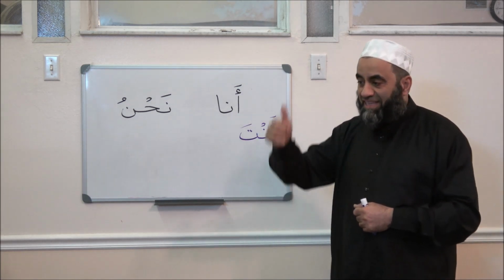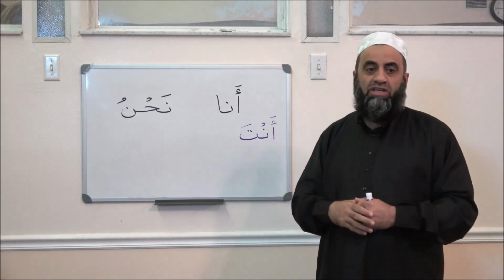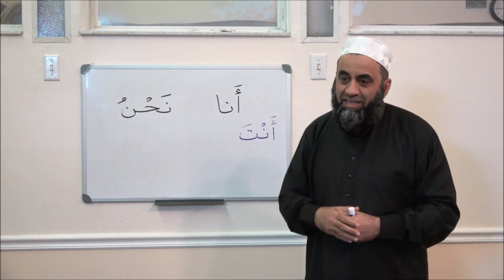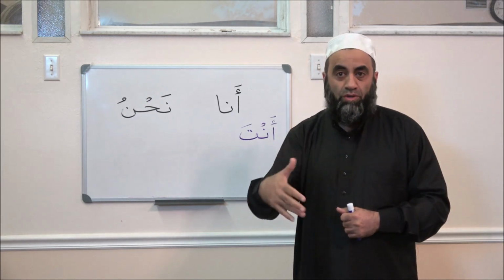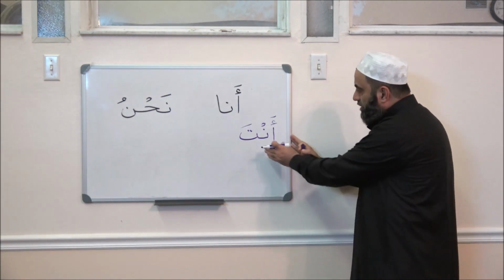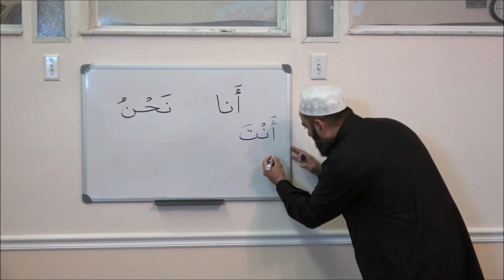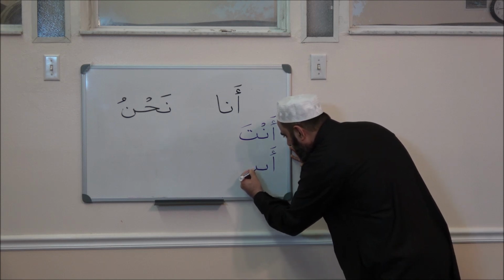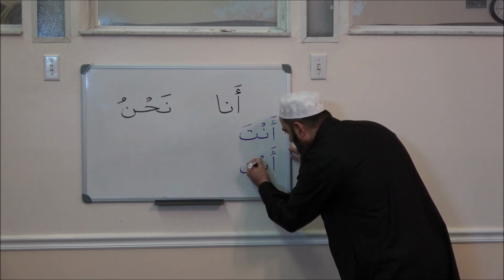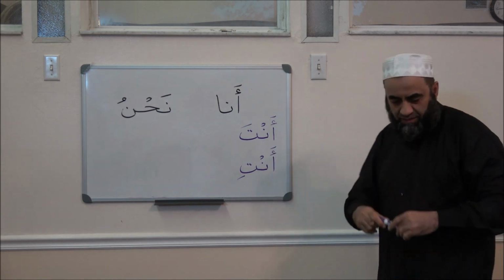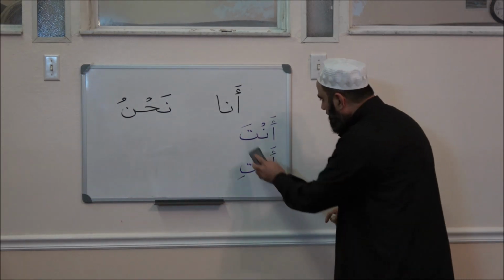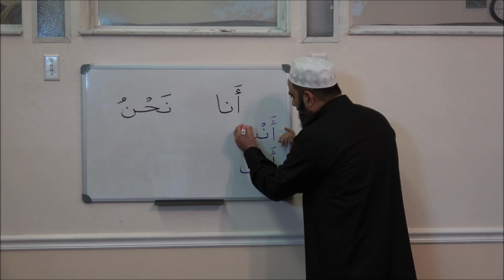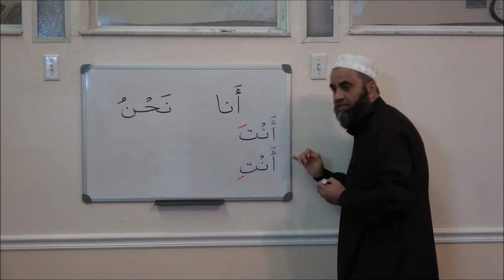If I am talking to a girl, the pronoun changes slightly with the i'rab, the haraka. So instead of anta, it becomes anti. So I say anti Fatima, anti Khadija. What did I say? You are Fatima or you are Khadija. So the only difference between the masculine and feminine is just the i'rab. So let's write for the girls. Anti. Let's use the color code just to emphasize it. So the only difference between anta and anti is the i'rab. Here is anta and here is anti.